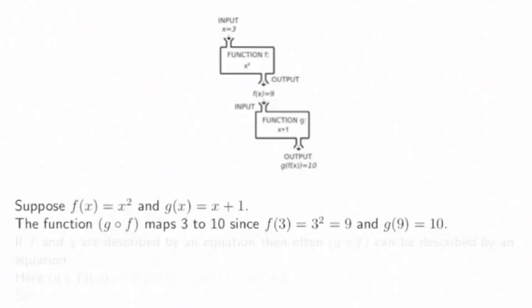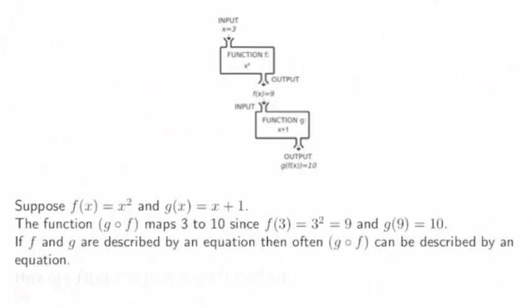If f and g are described by an equation, then g composed with f can be described by an equation. Here, (g composed with f) of x is g of f of x, which is g of x squared, which is x squared plus 1. So g composed with f of x is x squared plus 1.